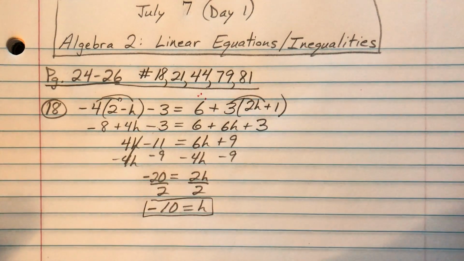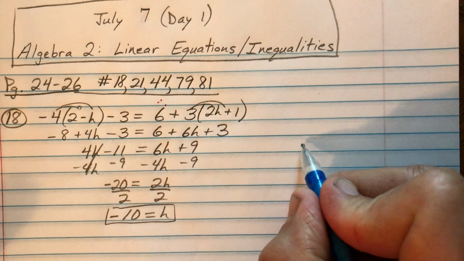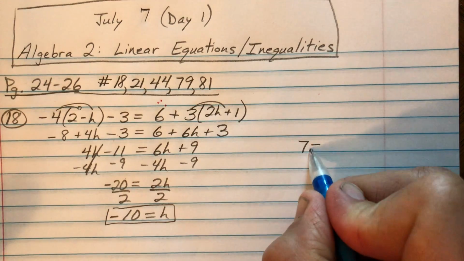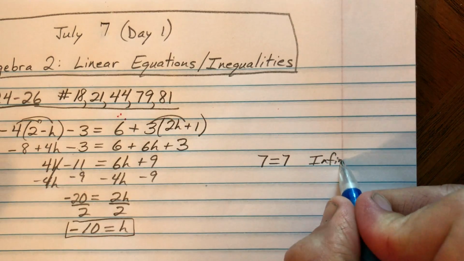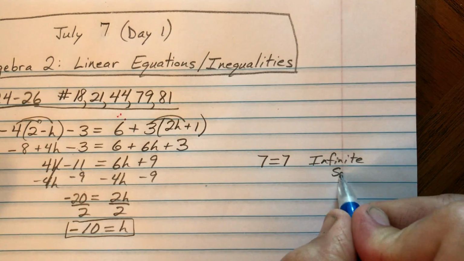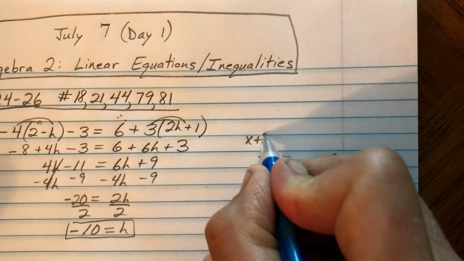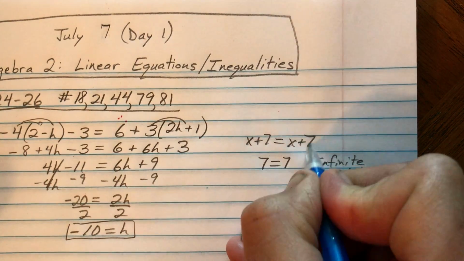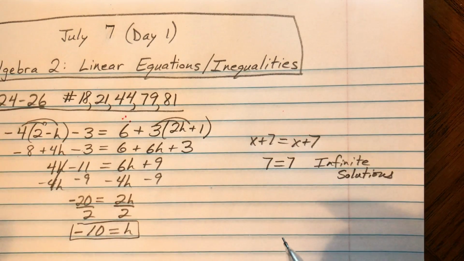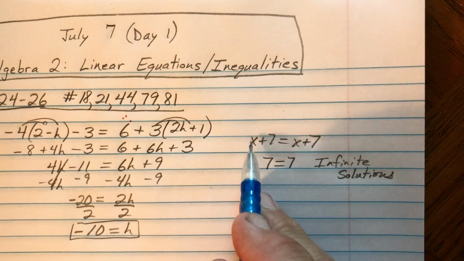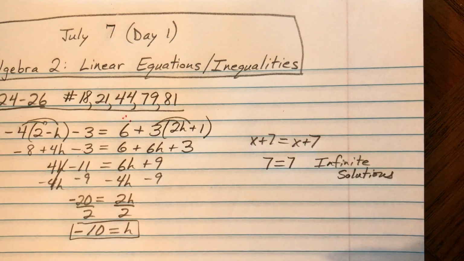Now, a couple interesting situations. If you solve an equation and you get to the point where it says 7 equals 7, that means that there's infinite solutions. Because maybe previous to this step, it might have said x plus 7 equals x plus 7. And if you think about it, no matter what number you plug in for x, both sides are going to be the same. Think about 1,000. 1,000 plus 7 equals 1,000 plus 7. So that's why there's infinite solutions.